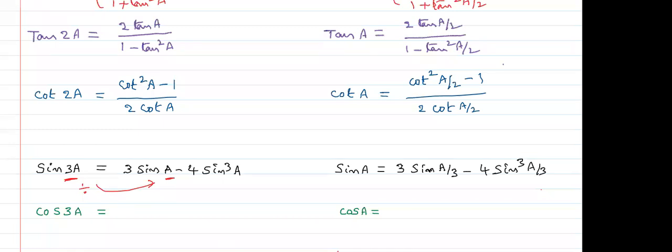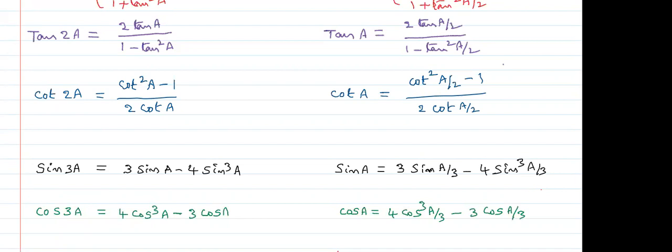Students, have you understood? Similarly, we can write the cos 3a formula. What is cos 3a? 4 cos cube a minus 3 cos a. This is the multiple angle formula. Now, how to write the submultiple angle formula? 4 cos cube a by 3 minus 3 cos a by 3.